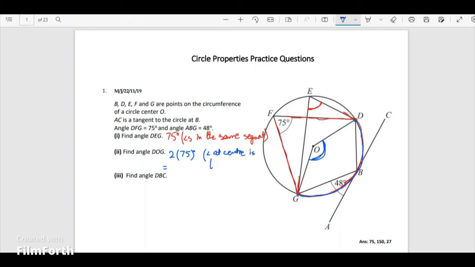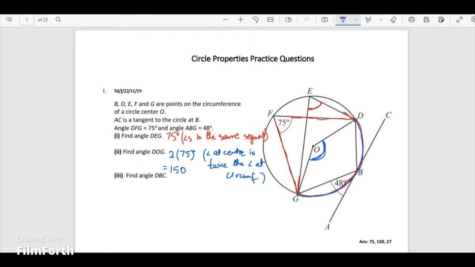angle at center is twice the angle at circumference. Okay, so 2 times 75, the answer is 150.